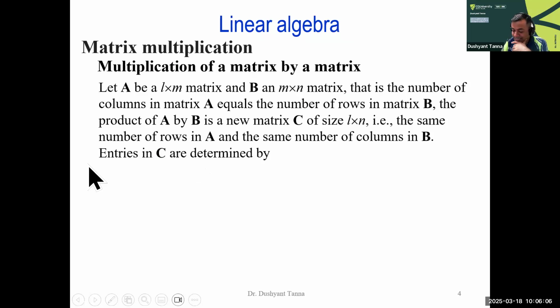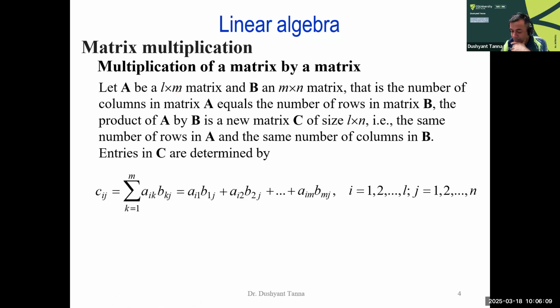So A is an L cross M matrix, B is an M cross N matrix. The number of columns of A, that is this M, should be equal to the number of rows of B. If that happens, then we will have a multiplied matrix C, which, removing the common element, is L cross N: the same number of rows as A and the same number of columns as B. Now that will be very tricky to understand this way. It's a definition and it will be tricky.